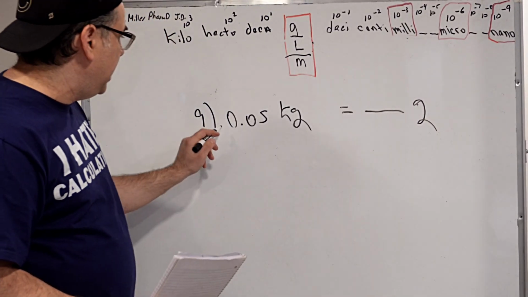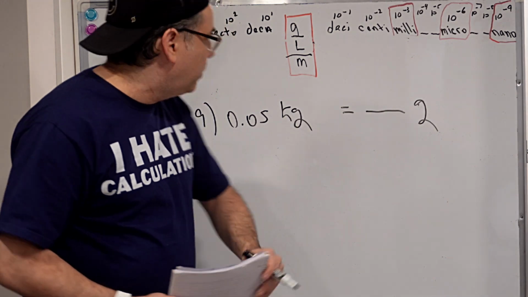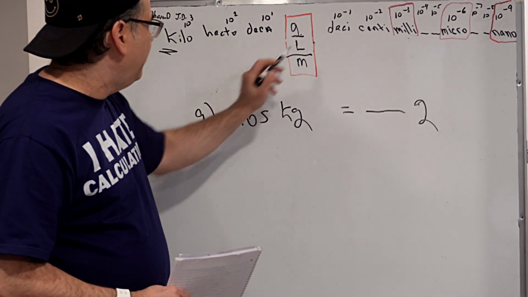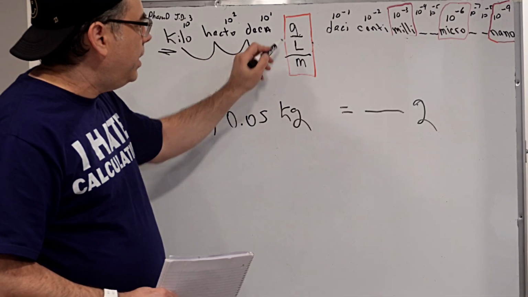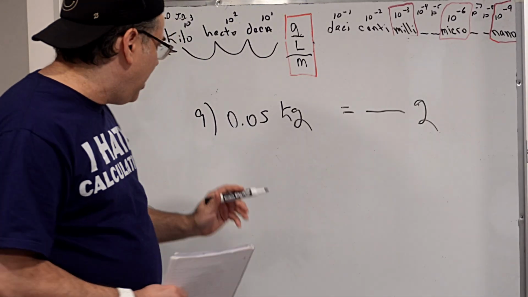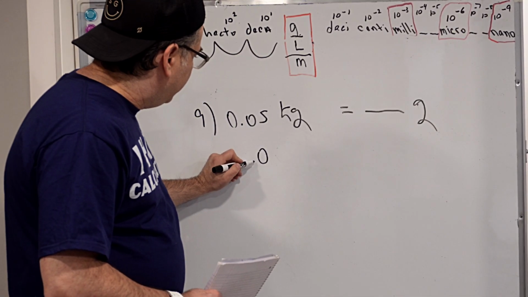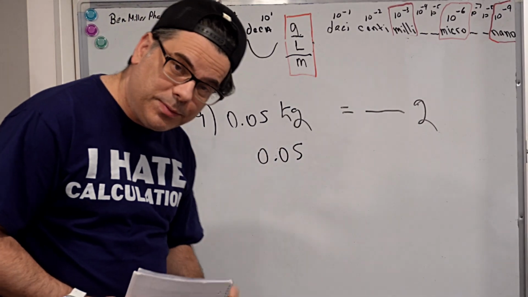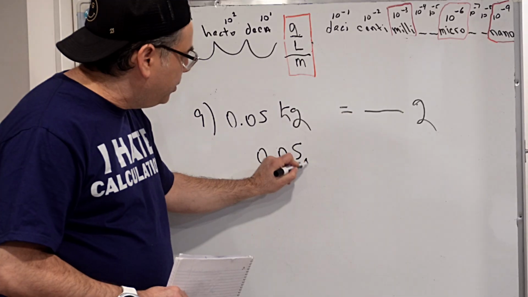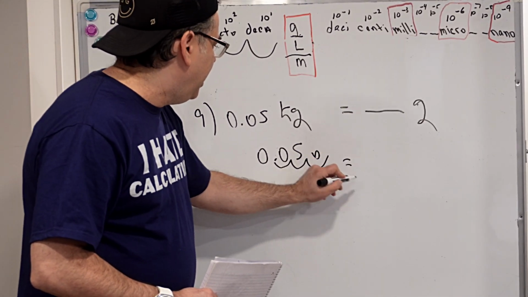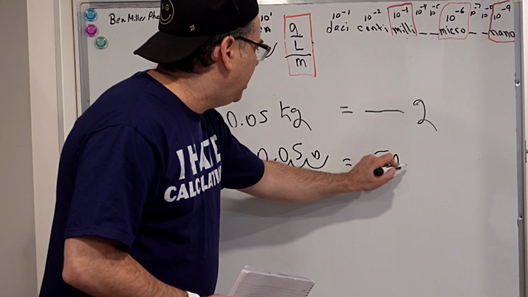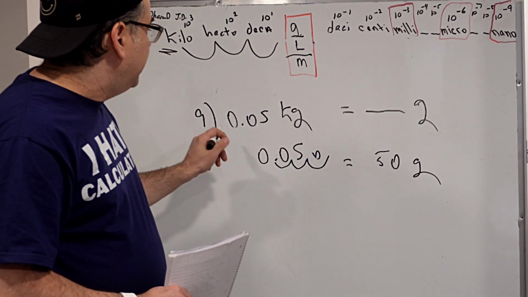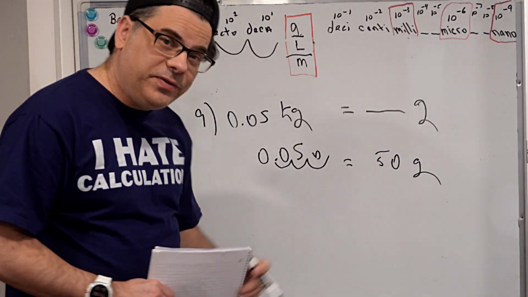So the question is 0.05 kilogram to gram. Again, kilo is over here. Kilo. We want to go to gram. Gram is over here. 1, 2, 3. 3-step dance. 3 to the right. So we have 0.05. We're going to move it 3 decimal points to the right. 1, 2, 3. So the answer is 50 grams. 50 grams is the answer. 0.05 kilograms is 50 grams.